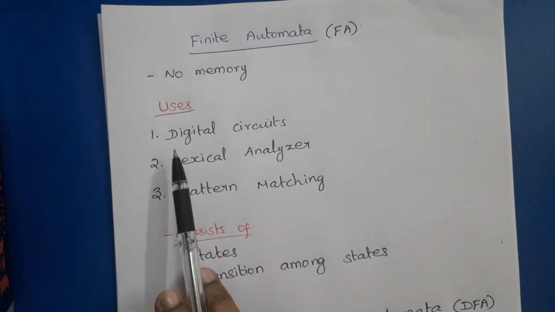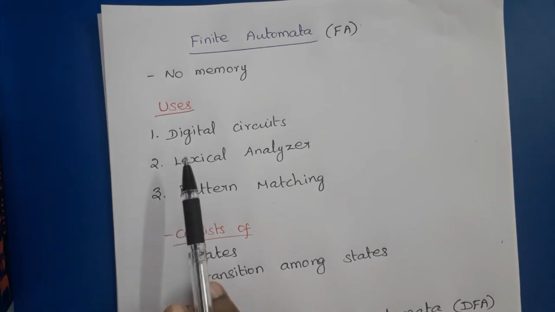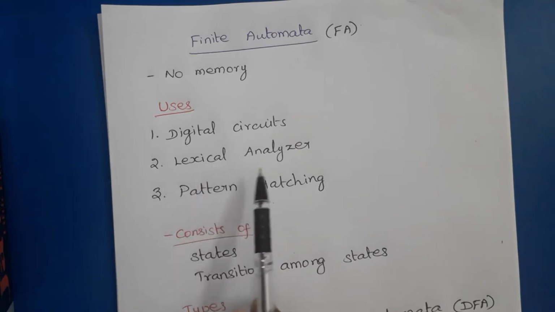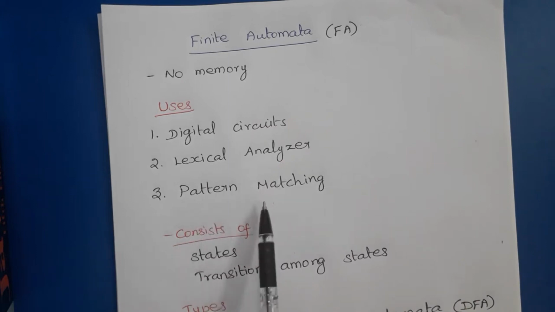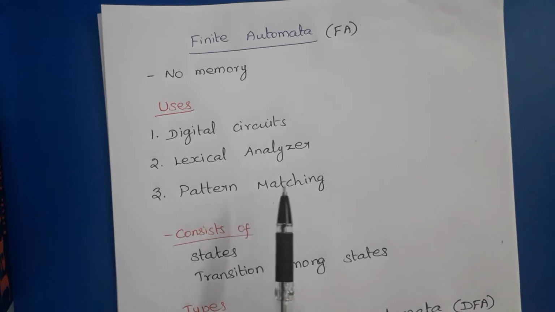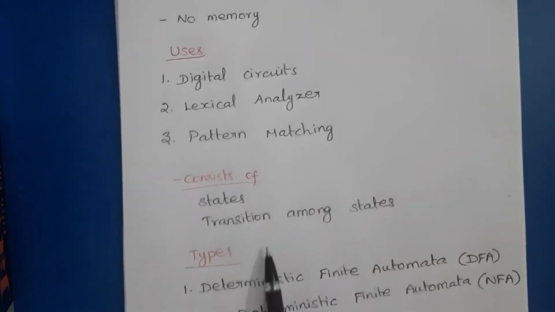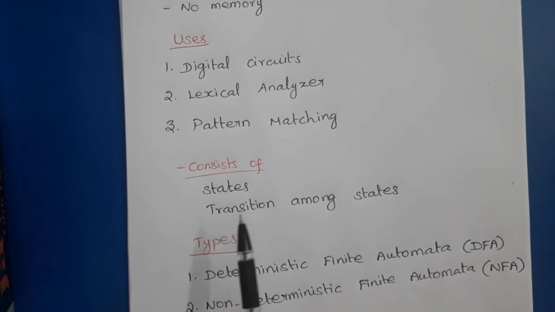The uses of finite automata are: it is used for checking the behavior of digital circuits, and it is used for constructing the lexical analyzer phase of the compiler. The lexical analyzer reads the characters in the source program and groups them into tokens. The third use is pattern matching in large bodies of text. For example, if we want to search for a word, phrase or sentence in a web page, then this model can be used. A finite automaton consists of a set of states and transitions among states based on the input symbols.